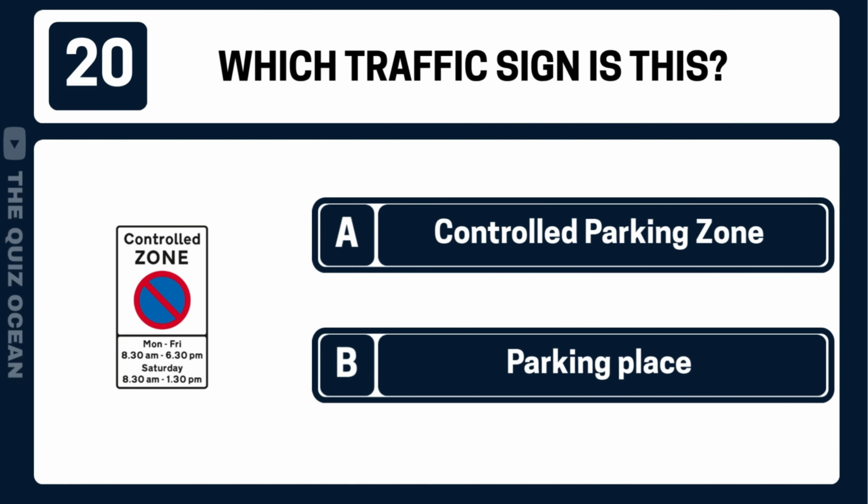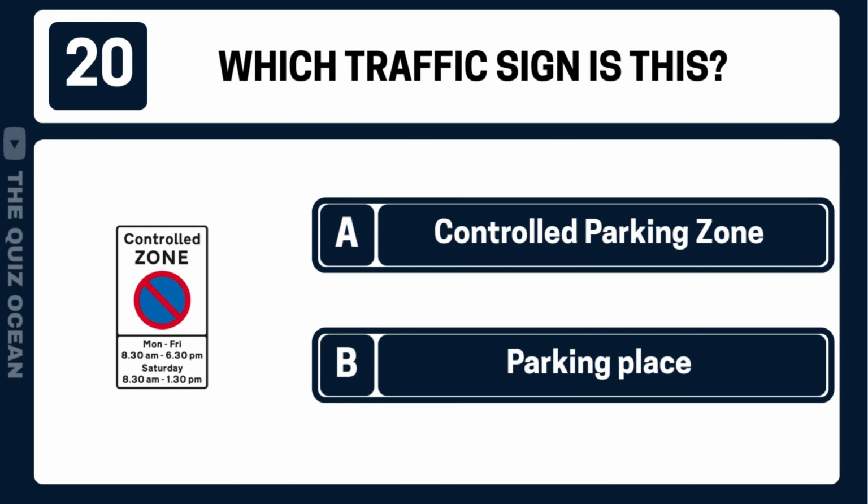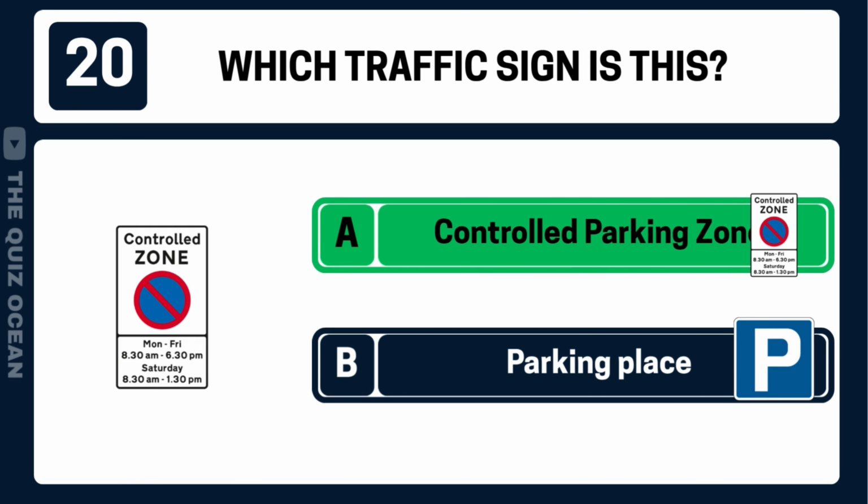Which traffic sign is this? A. Controlled parking zone. B. Parking place. The answer is A. Controlled parking zone.